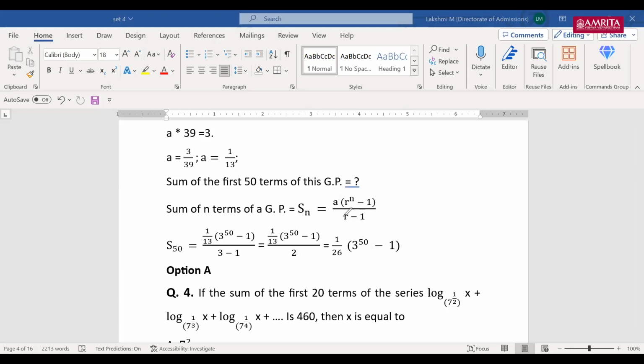A into R raised to n minus 1 by R minus 1. So 1 by 13 into 3 raised to 50 minus 1 by 3 minus 1. So this is 1 by 26 into 3 raised to 50 minus 1, option A. Those who have given the option A, yes, it's completely correct. And those who have given the option D and B, please just recheck the question. And if you have any doubts in between, please do mention it in the chat box.